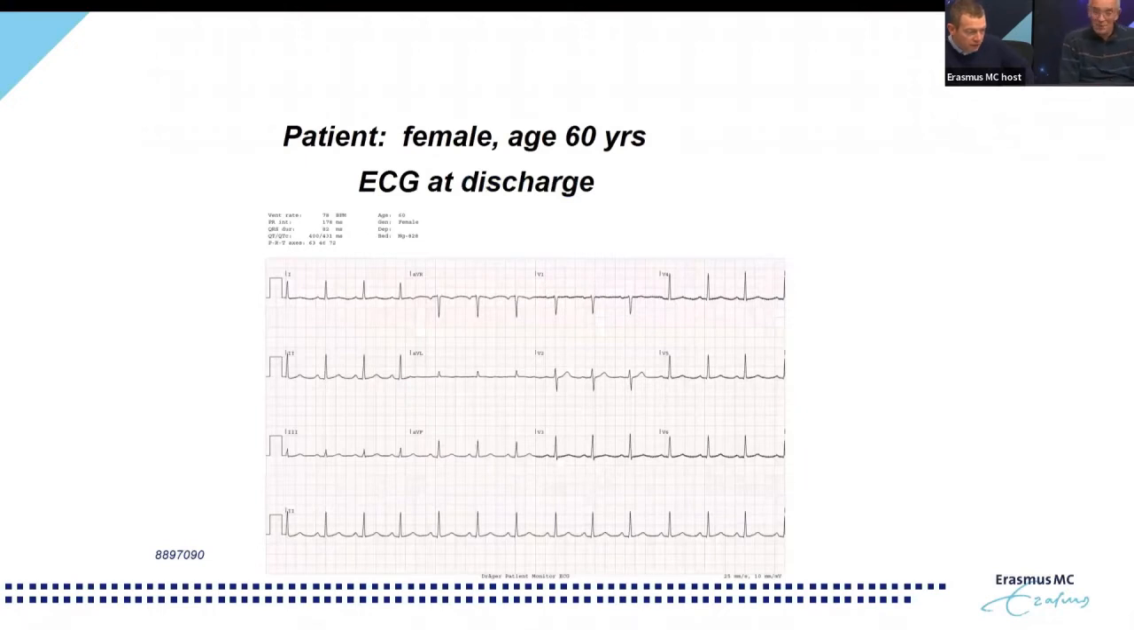This was the EKG at discharge. The patient nicely recovered, and as of today is doing well. Any questions, comments? Because we wanted to conclude the hematoma part at this stage.